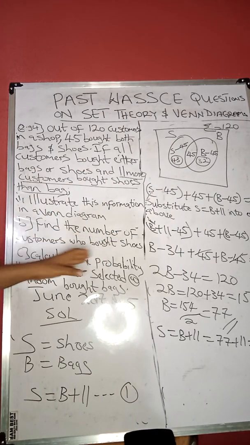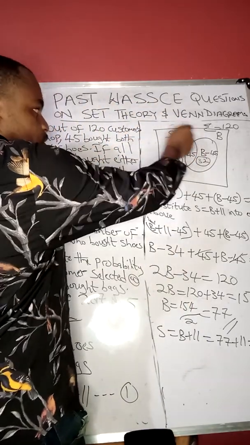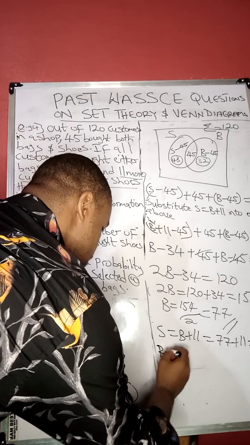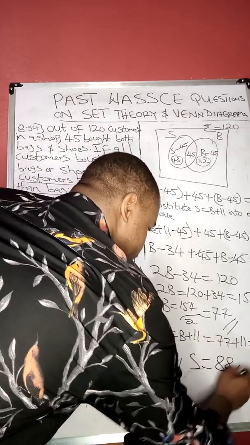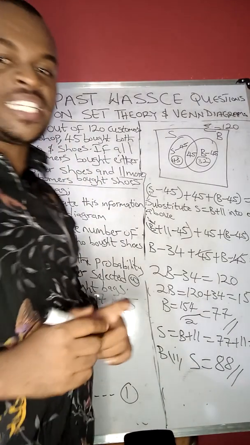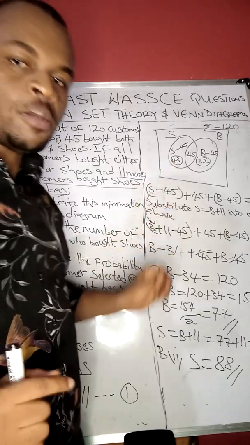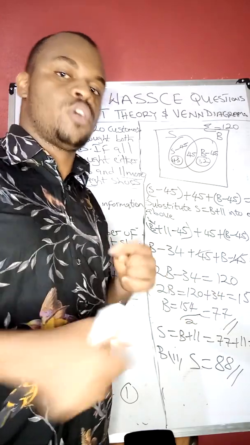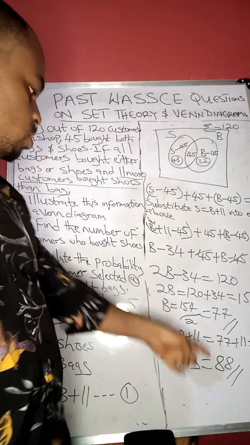Now the second part says find the number of customers who bought shoes. The number of customers that bought shoes is this circle for shoes. Do you get it? The circle for shoes. So our S is 88. That's the number of people that bought shoes. It didn't say shoes only. Now, if the question had said find the number of customers that bought shoes only, your shoes only will be 43. But it says the number of customers that bought shoes. So there are some people that bought shoes only, and there are some people that bought shoes but also bought bags. So you have to include that also. So that's why we are taking the full S as the number of customers that bought shoes, which is 88.